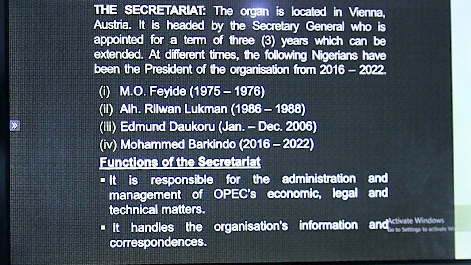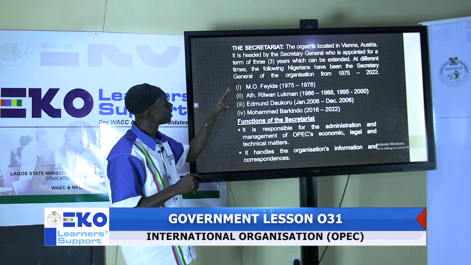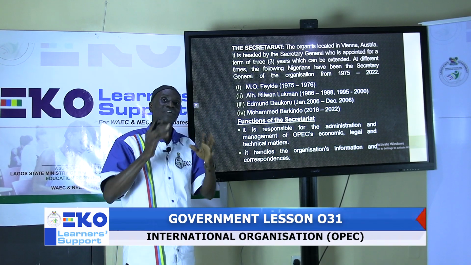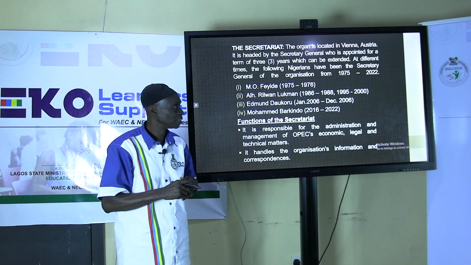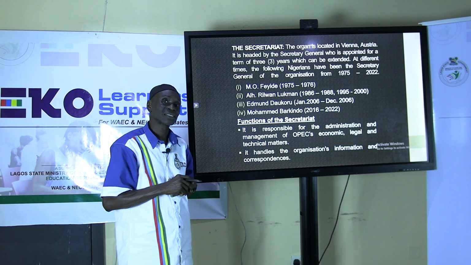At different times, however, let us understand and know that the following Nigerians have been at the helm of affairs of the Secretariat of OPEC at one time or another. From 1975, we had Emo Feide, who was there for a period of 1 year to 1976. We have had Alhaji Iwan Lukman, who was there 2 times, from 1986 to 1988, and again appointed in 1995. And he was the Secretary General till year 2000. We have Edmond Dakoru from January 2006 to December 2006.